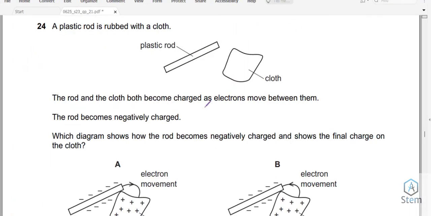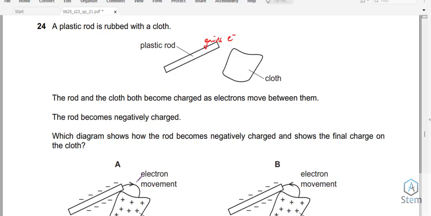Number 24. A plastic rod is rubbed with a cloth. The rod and the cloth both become charged as electrons move between them. The rod becomes negatively charged, so it gains electrons. Which diagram shows how the rod becomes negatively charged and shows the final charge on the cloth?